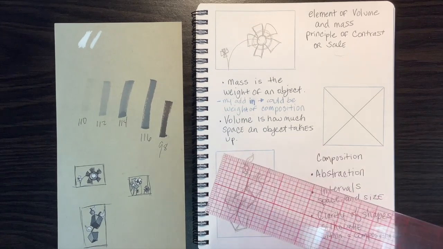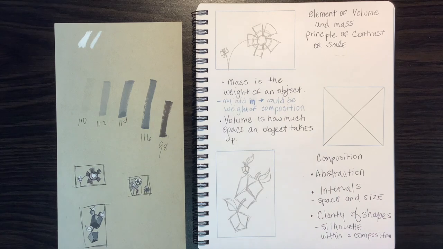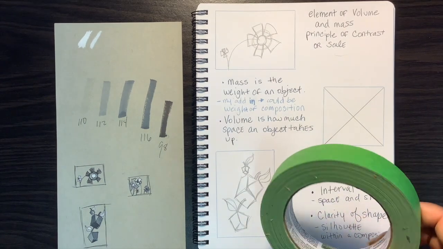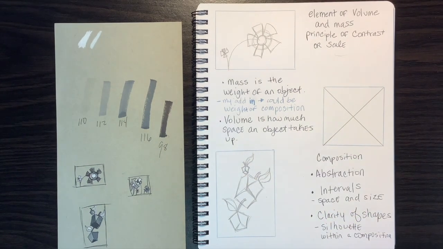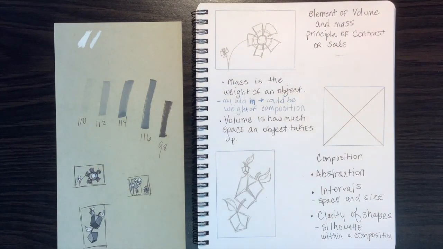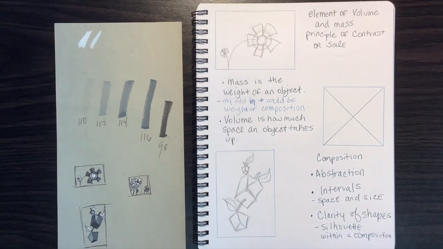I might whip out my ruler if I need it. Of course, tape if I need to tape anything down. And of course, once again, gray paper that I'm going to use. So this is my gray paper. I may go in with a heavy border with this paper. I'm not 100% sure yet, but I think I might do that.